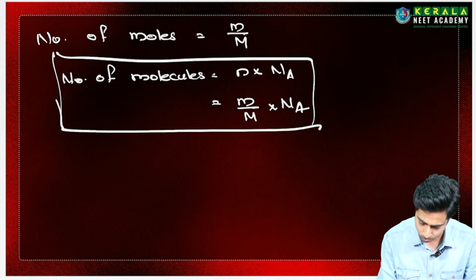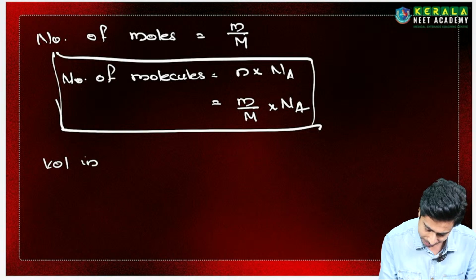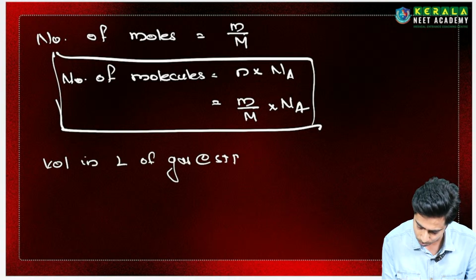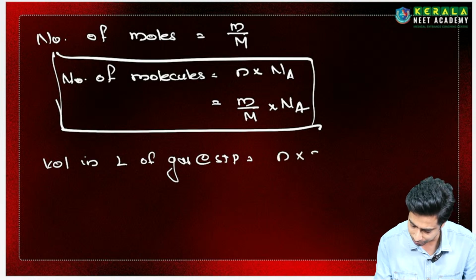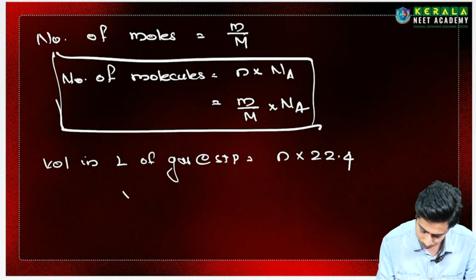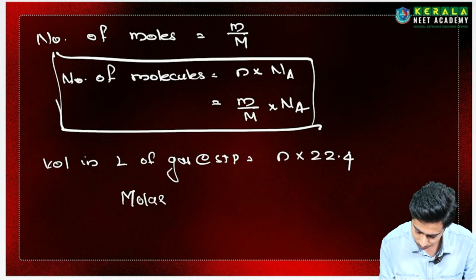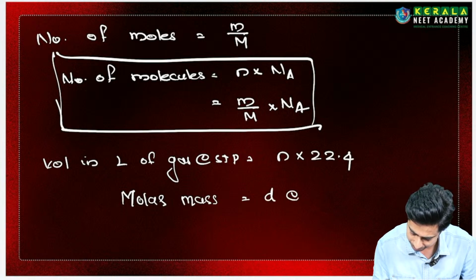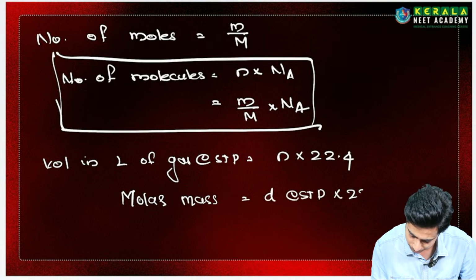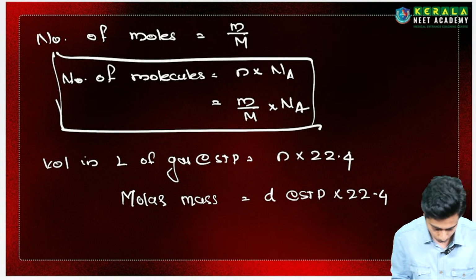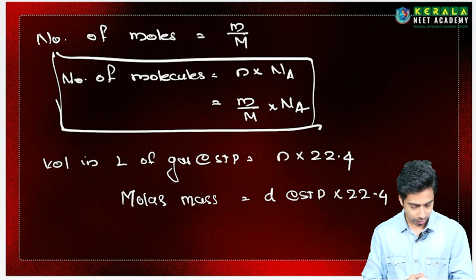Volume in liters of a gas at STP is equal to number of moles into 22.4. Molar mass of a gas is equal to density at STP into 22.4. Density of gas at STP into 22.4. Okay, are you getting it?